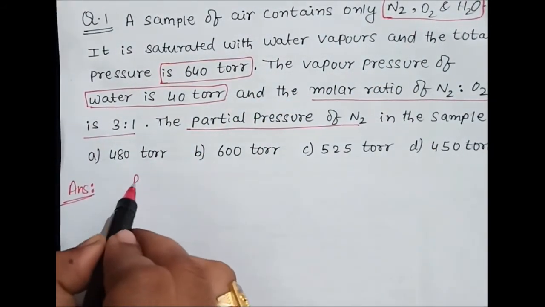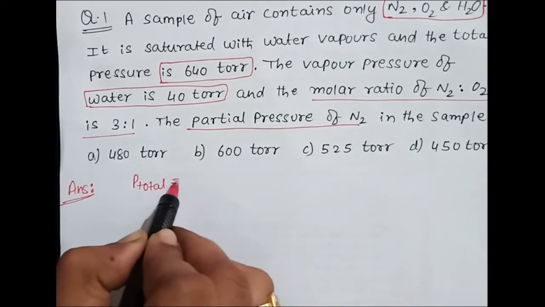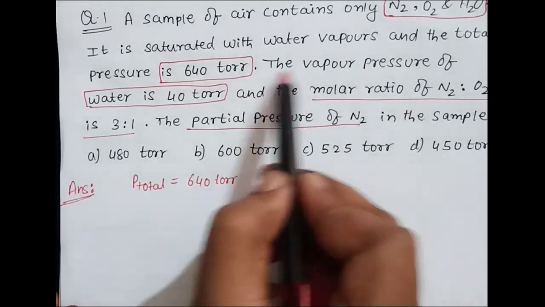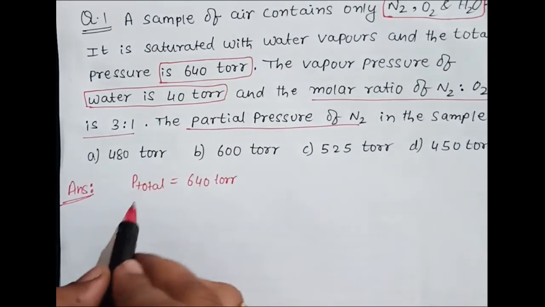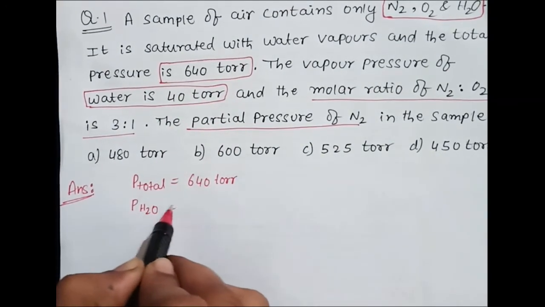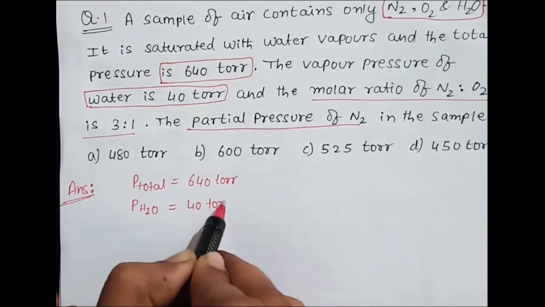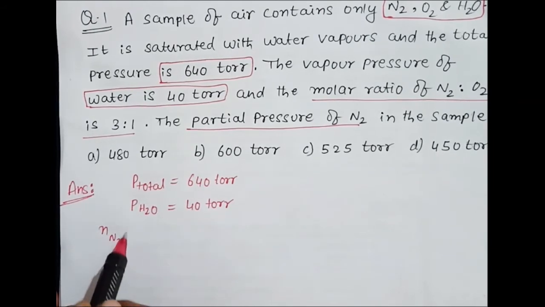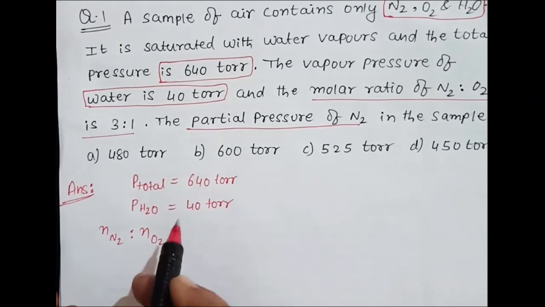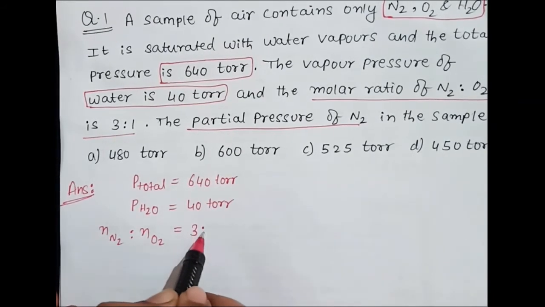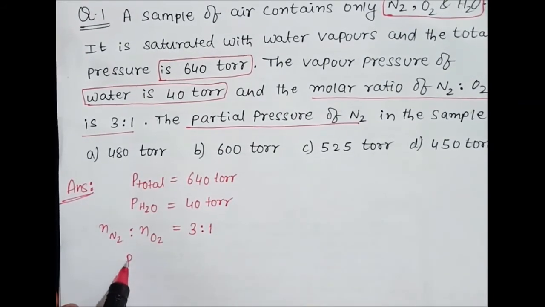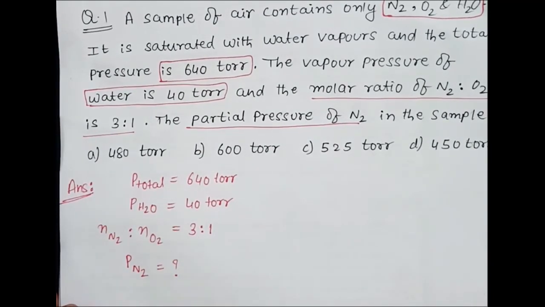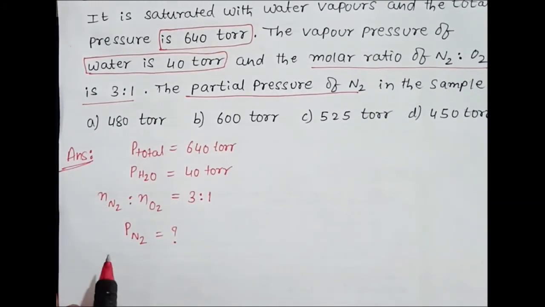The total pressure P total is given, 640 torr, and the pressure of water is equal to 40 torr, and the molar ratio means number of moles of N2 is to number of moles of O2, which is equal to 3:1. And what we have to find, the partial pressure of N2, is equal to question mark. So you have to write the given data, then you can understand.